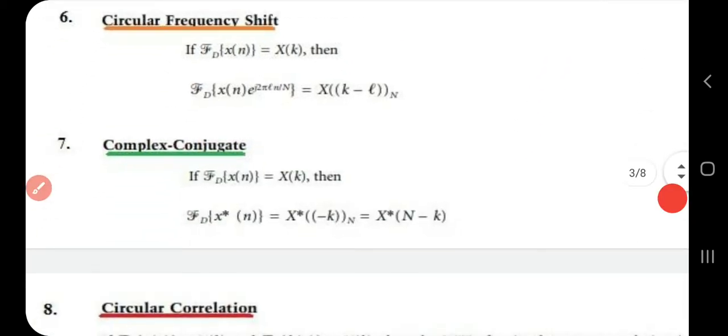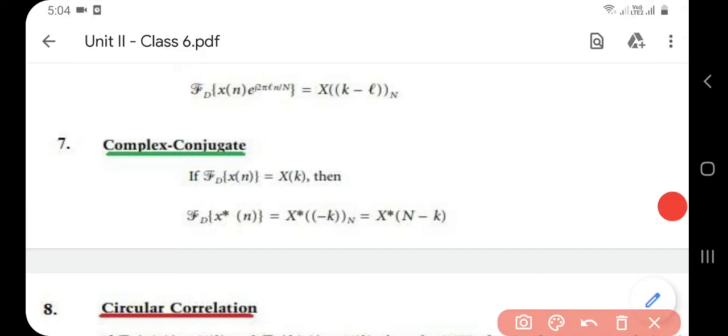Next is complex conjugate. If DFT of x of n is equal to X of k, then DFT of complex conjugate x of n, that star stands for complex conjugate, is equal to the complex conjugate of X of n minus k. Okay, so you can straight away go to this step. That is, if DFT of x of n is equal to X of k, then DFT of complex conjugate of x of n will be equal to complex conjugate X of n minus k.